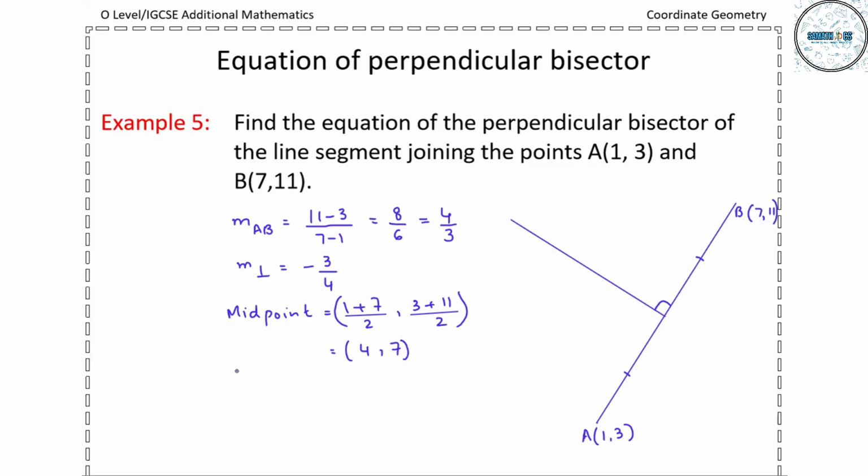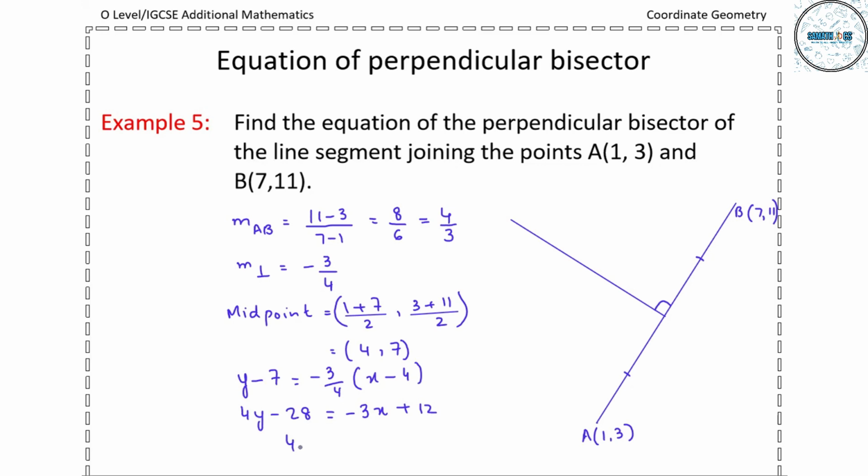Now we can find out equation using these coordinates and gradient. We can use the form y minus y1 is equal to m times x minus x1. So y minus 7 is equal to minus 3 upon 4 times x minus 4. We can do cross multiplication. 4 will be multiplied by y minus 7. So it is 4y minus 28 is equal to minus 3 multiplied by x, which is minus 3x, minus 3 multiplied by minus 4, which is plus 12.